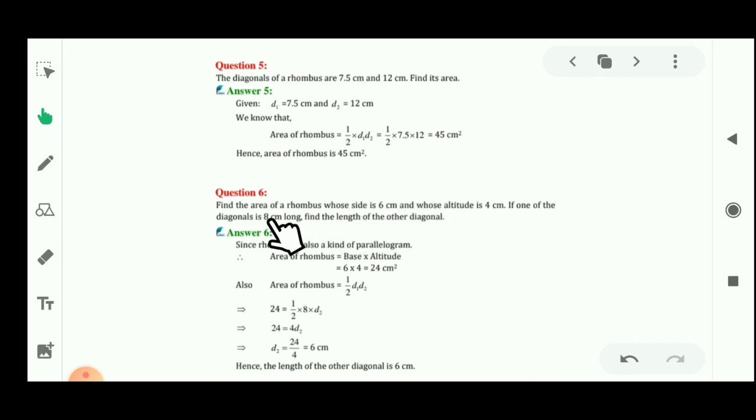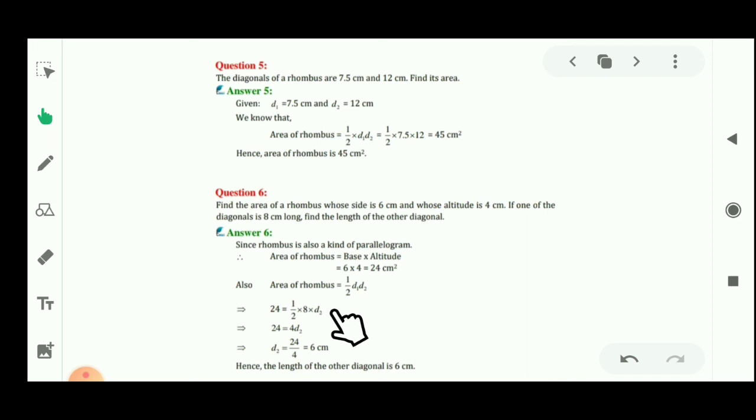Let's see question number 6. Find the area of the rhombus whose side is given, that means 6 centimeter, and whose altitude, that means height, is given as 4 centimeter. If one of the diagonals is 8 centimeter long, then find the length of the other diagonal. Students, because this is a rhombus figure and it is also a kind of parallelogram, we can use the area of a parallelogram here. As we know, area of a parallelogram is base into height, that means 6 into 4, that means 24 centimeter square.